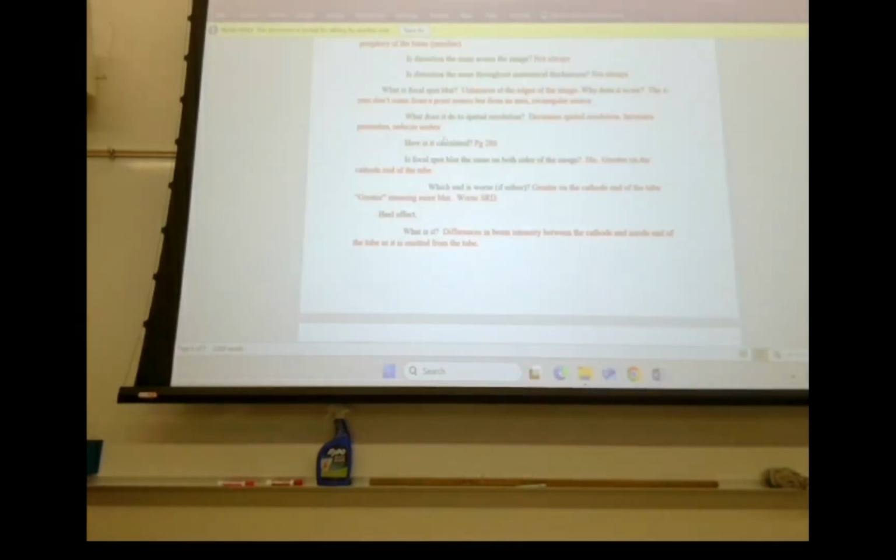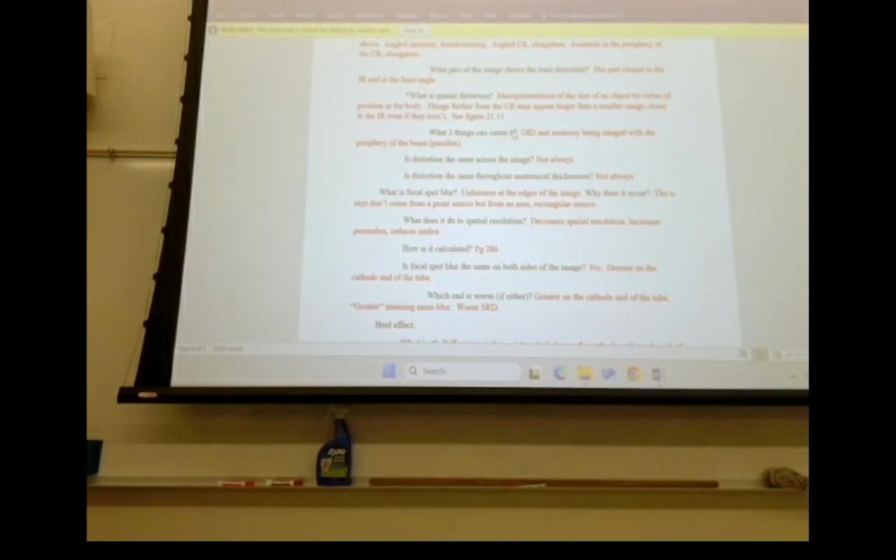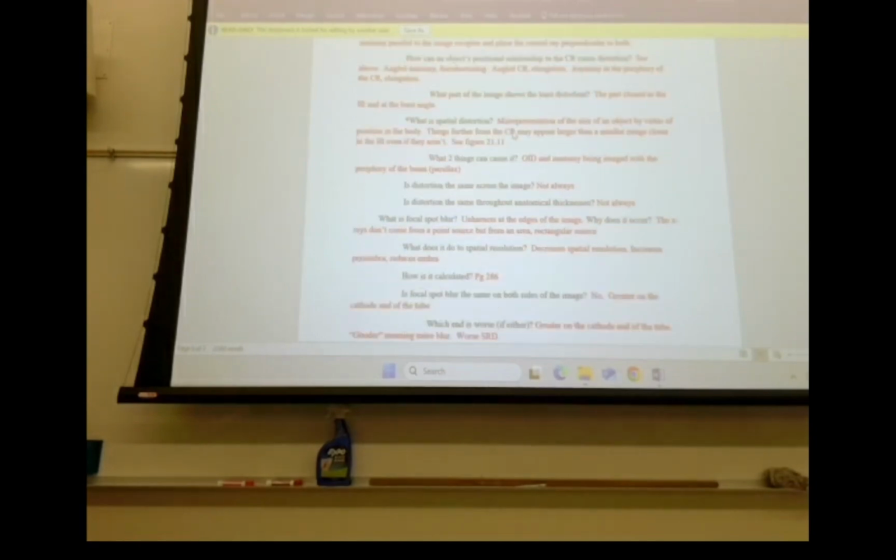All right. So one thing that I put a star outside because I just completely went right past that. That is spatial distortion. That's misrepresentation of the size of an object by virtue of its position in the body. And if you have your textbook, you can see that reflected on figure 21.11.